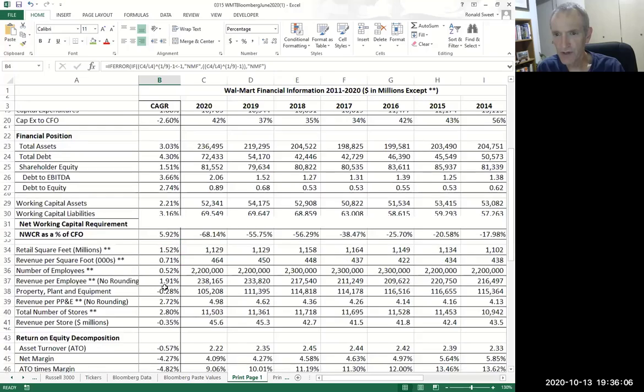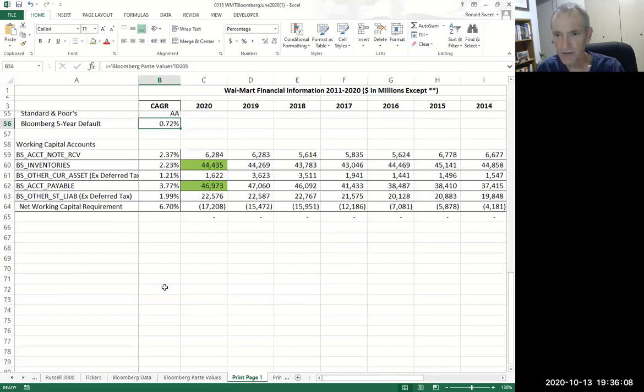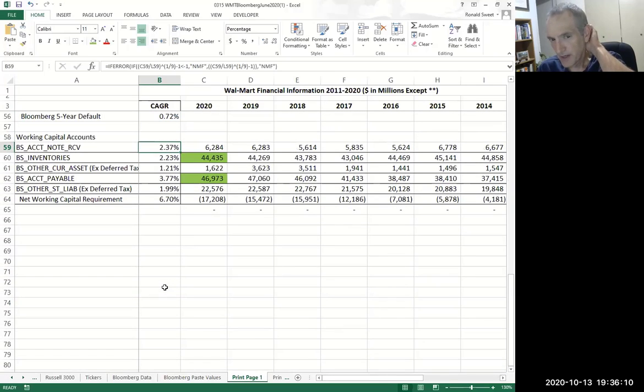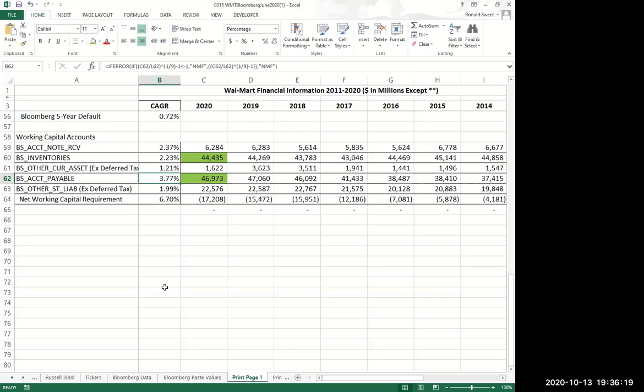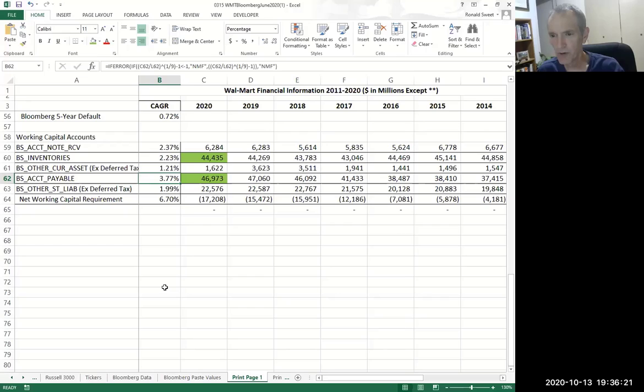Their revenue is growing well, I guess it's in line, 2.44. And inventories are growing somewhat in line with revenues, but their payables are growing even faster. So for Walmart, you can see the whole reason why their net working capital requirement hasn't been improving, they've become more liquid, is because they're utilizing the accounts payable more.